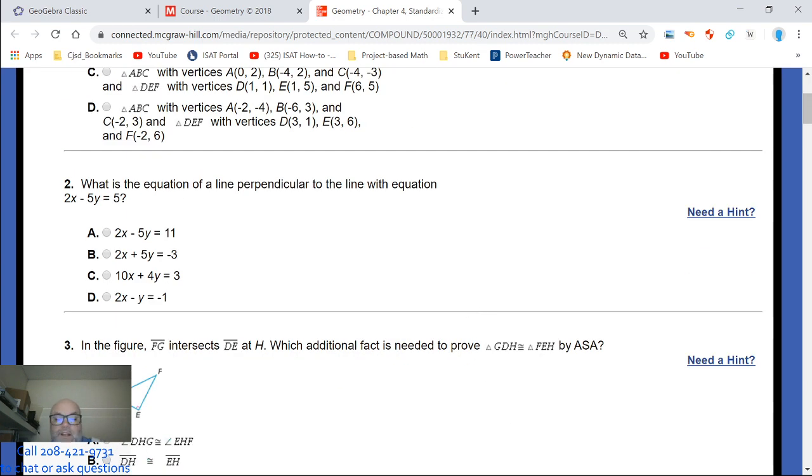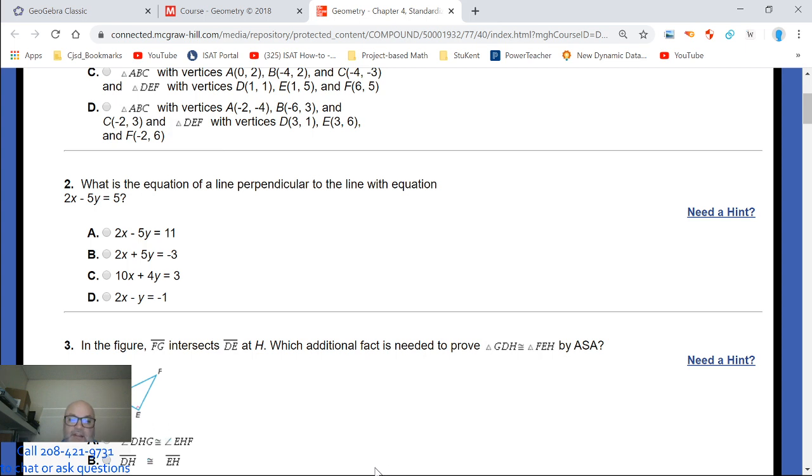All right, so this one asks, what is the equation of the line that's perpendicular to the line that has K? All right, this is good. So we're going to have to find the slope. We know that a line that is perpendicular has a perpendicular slope. So let me get over here.